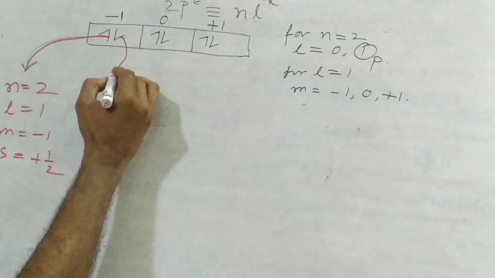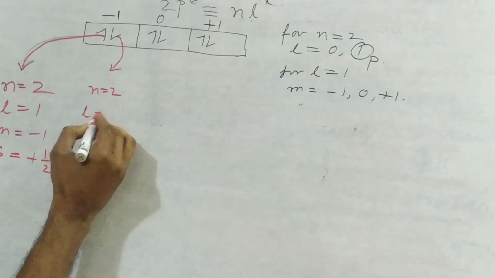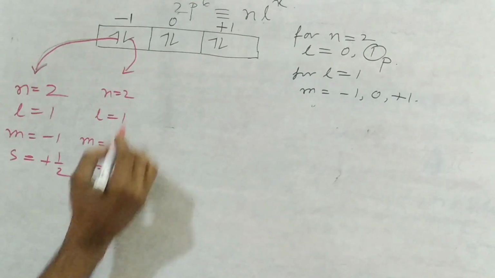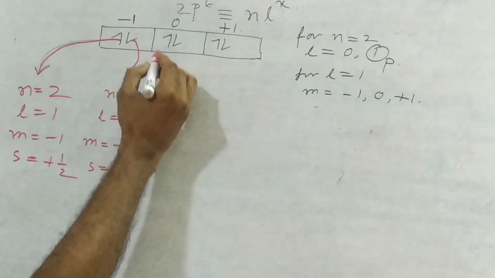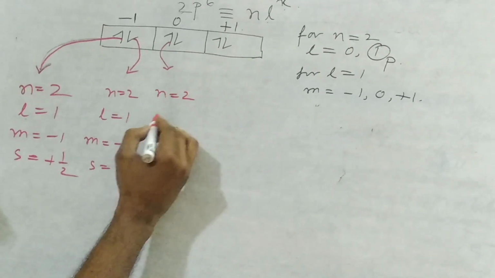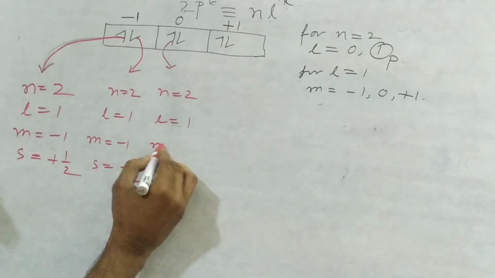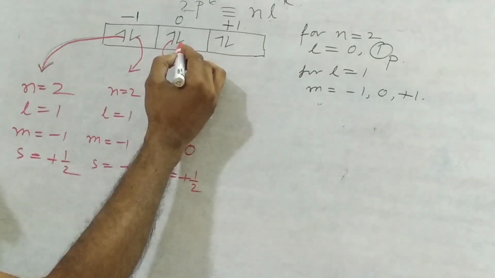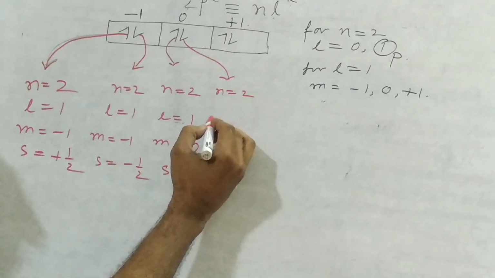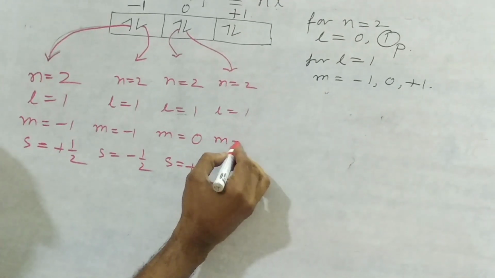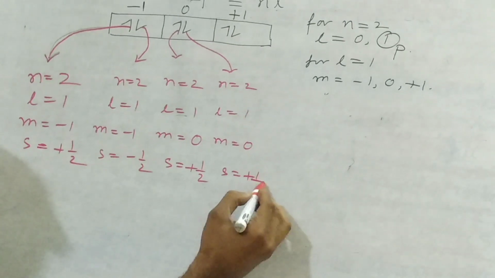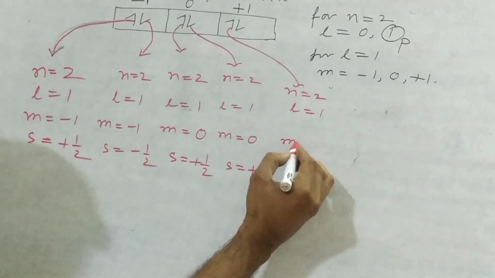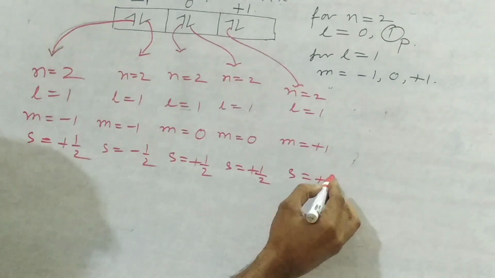And for this electron, n equals 2, l equals 1, m equals again minus 1, but s equals counterclockwise electron rotation, which gives a value of minus half. For this electron, n equals 2, l equals 1 again, m equals 0, and s equals plus half for clockwise rotation. And for this electron, n equals 2, l equals 1, m equals 0, and s equals minus half. For this electron, n equals 2, l equals 1, m equals plus 1, and s equals clockwise rotation, plus half.